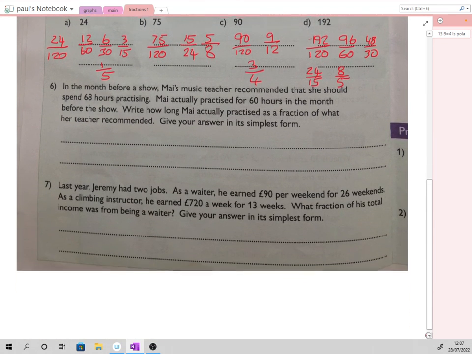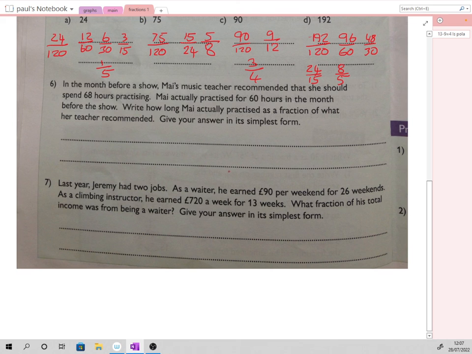Right. Now we've got 2 questions here. Don't forget to pause. Have a go. Now we get into the realm of functional skills, where the questions get bigger and bigger. In the month before a show, Mai's music teacher recommended she should spend 68 hours practicing. Mai actually practiced for 60 hours in the month. Write how long Mai actually practiced as a fraction of what the teacher recommended.